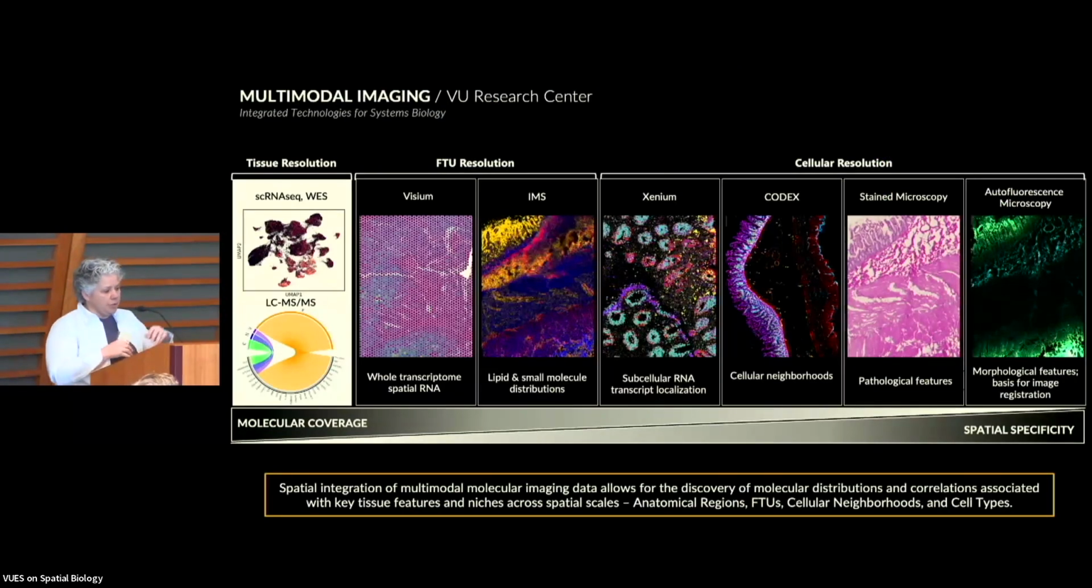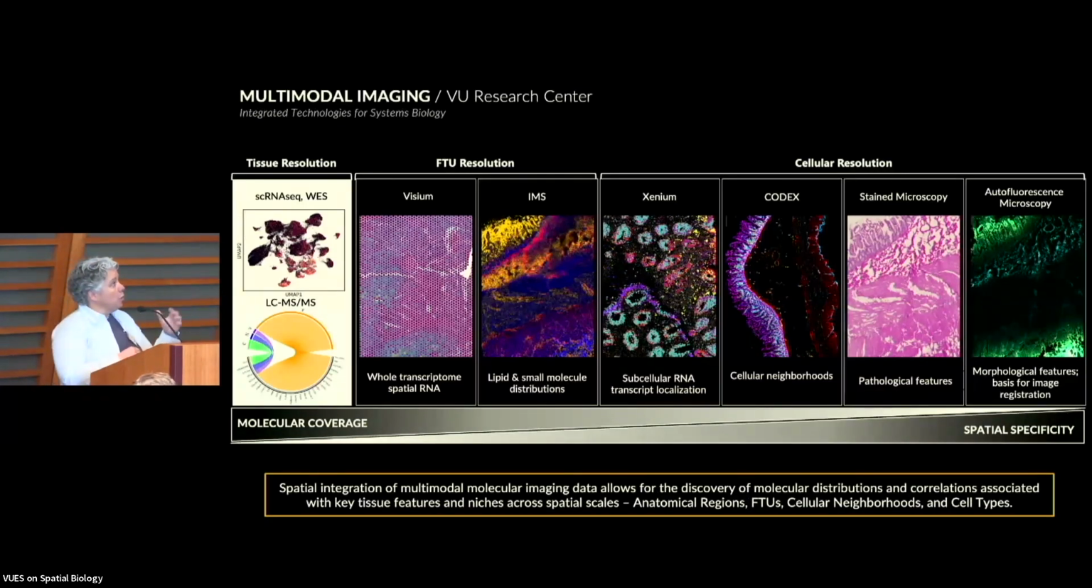And so we have some very robust high molecular coverage assays, including Visium, where we have whole transcriptome coverage, as well as imaging mass spectrometry, which is our workhorse technology that we use in our lab. And here we can sample things such as lipids, metabolites, as well as glycans, small molecules. And for each of these, while they give us really robust molecular coverage, we're constrained by the spatial resolution to about a 5 to 10 micron spatial resolution.